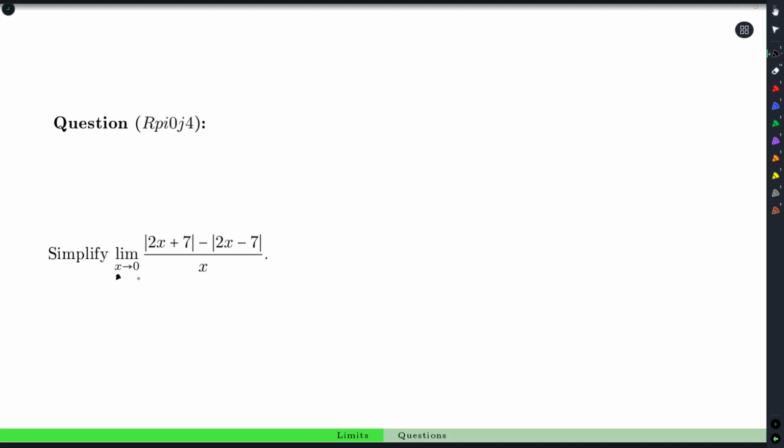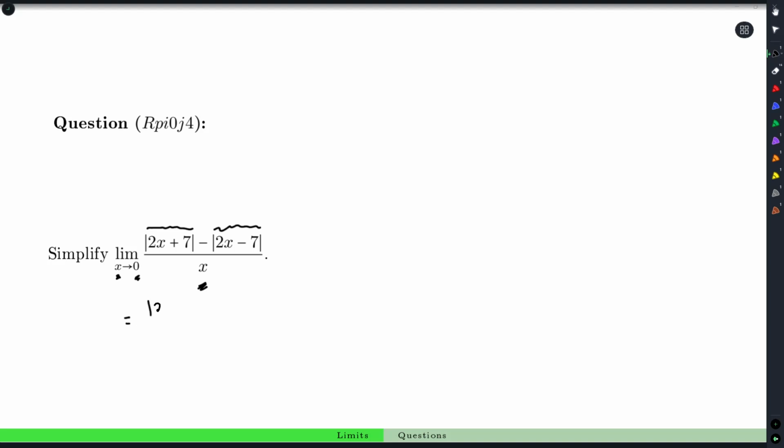Simplify the limit as x approaches 0 of absolute value of 2x plus 7 minus absolute value of 2x minus 7, all over x. Now, we come across a limit, most of the time, if you can try to evaluate it, just plug in and evaluate it.